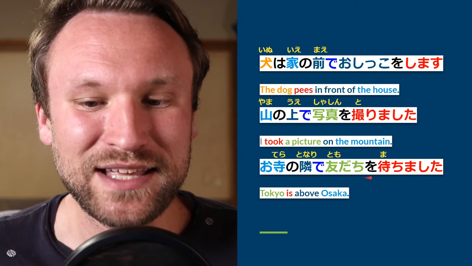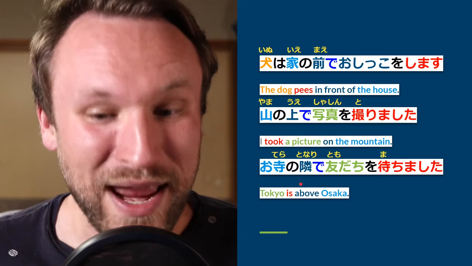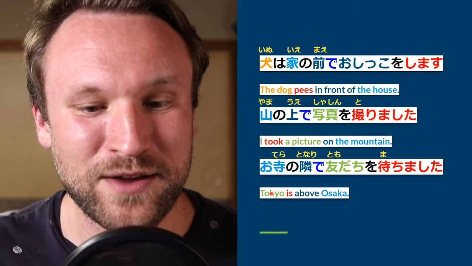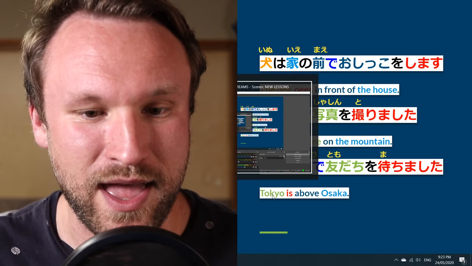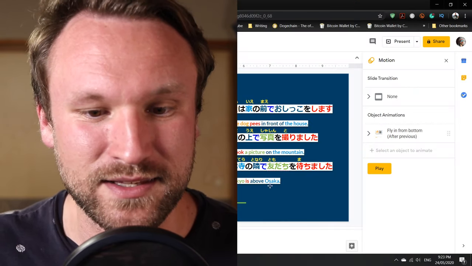Otera no tonari de tomodachi wo machimashita means I waited for my friend next to the temple. I waited for my friend next to the temple. So let's go ahead. And you know what? Let's just fix it together. Let's fix this sentence together.